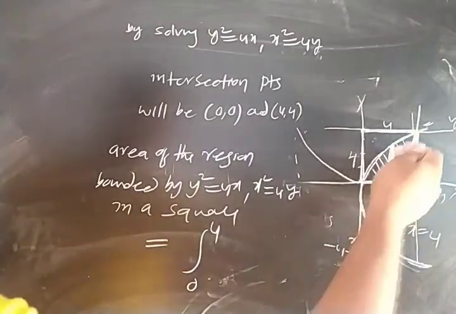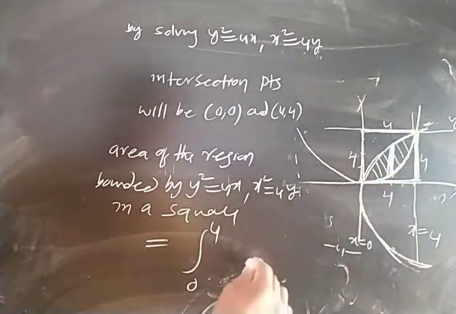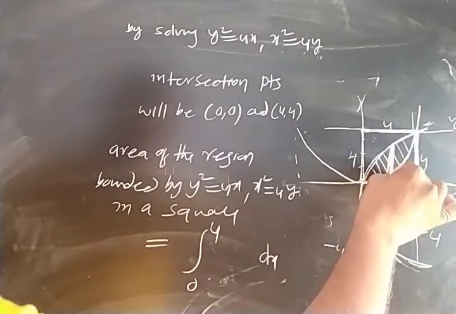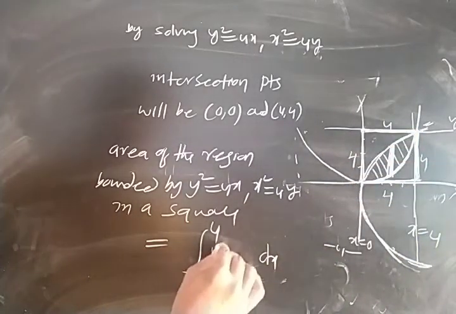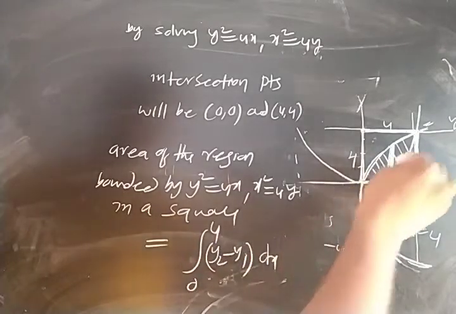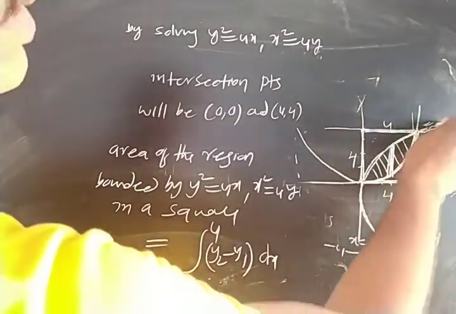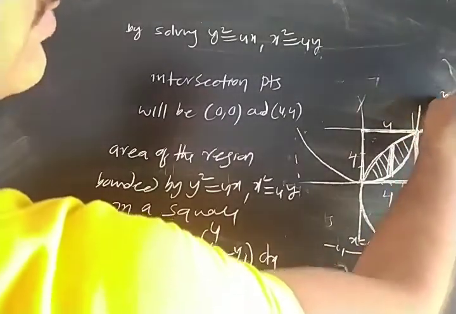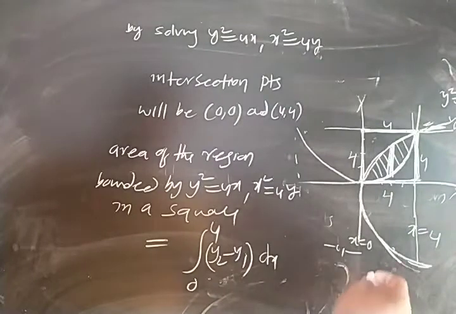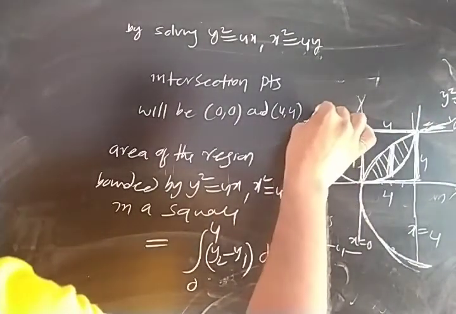So the vertical strip width is dx. What is the height? It is the upper curve minus the lower curve, so y2 minus y1. Here the upper curve is y2. What is the parabola here? The upper curve is y square equal to 4x, and the lower curve is x square equal to 4y.